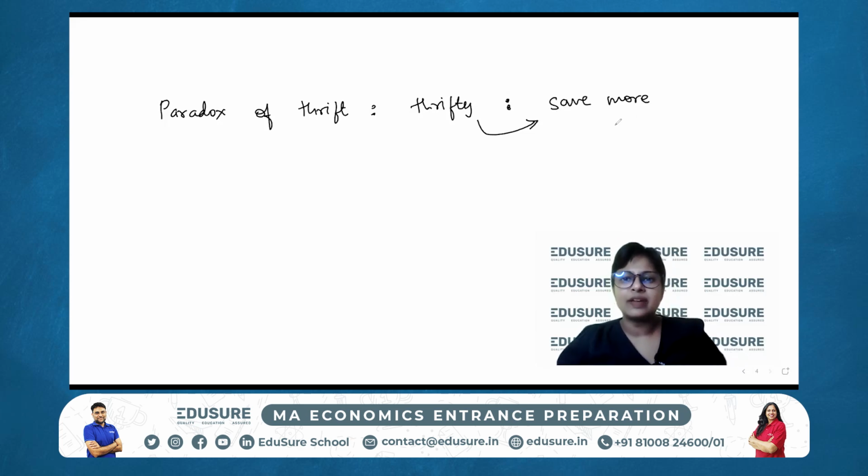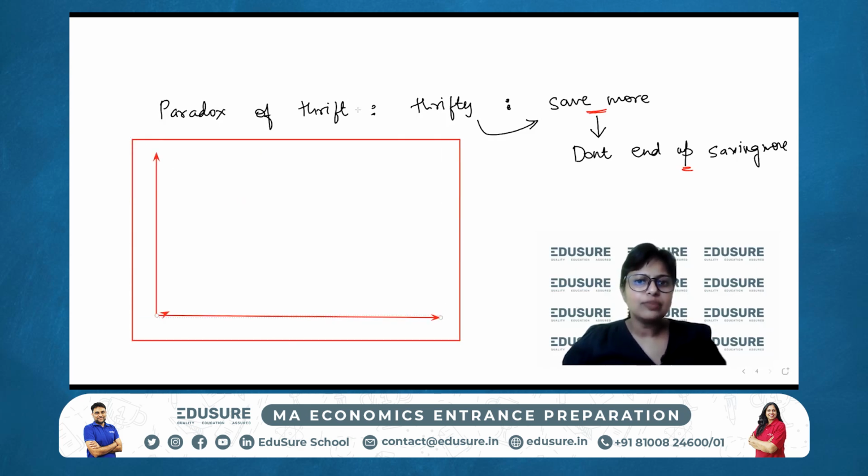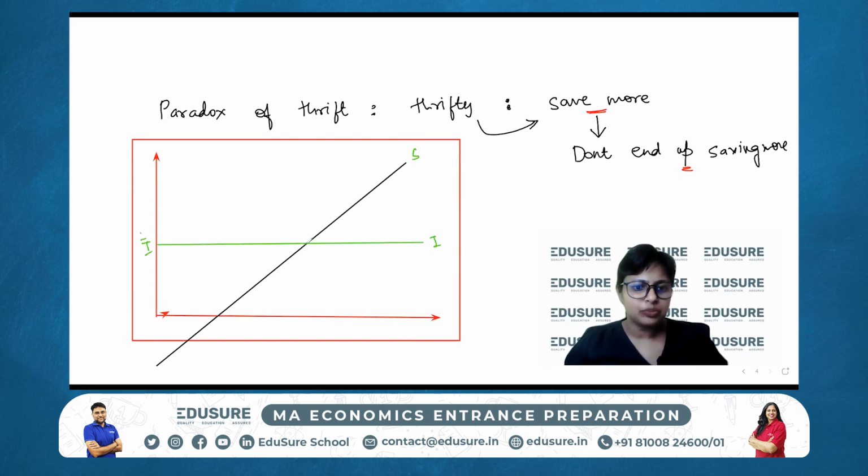What this shows is that if you're trying to save more, you actually don't end up saving more. Okay. So the paradox is that you try to be thrifty by trying to save more, but you actually don't end up saving more. That's what this paradox shows. Let's do it diagrammatically. So first I'm going to draw the savings line. Then I'm going to draw the investment line, and then I'm going to show the equilibrium. Okay, this is standard what you have to do.